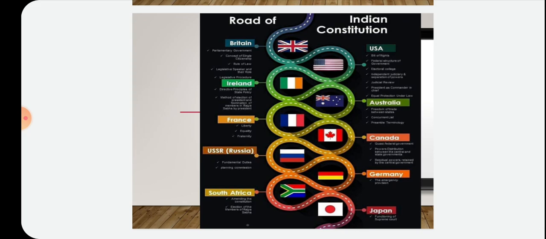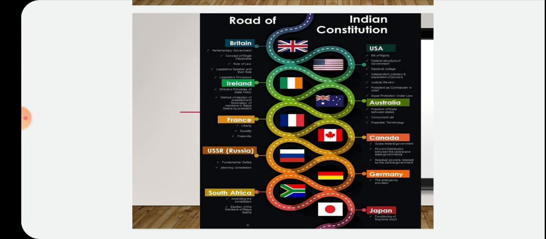From France we have borrowed the quasi-federal form of government. What is a quasi-federal form of government? It simply means a federal system with a strong central government. We have already seen what you understand by federal government. Quasi-federal means a federal system with a strong central government, which means the central government will have more powers, more rights. We have borrowed this idea from the French Constitution.